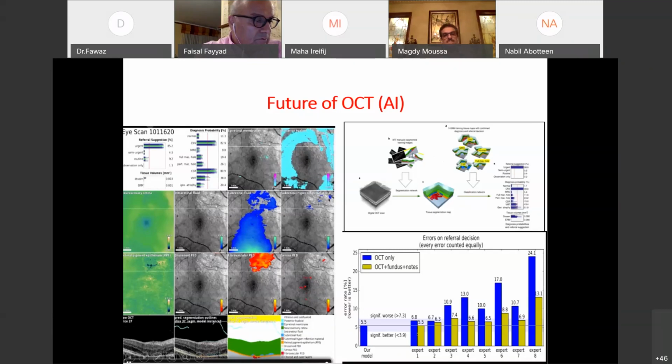certain retinal diseases. And this artificial intelligence system was so accurate, and they compared it with 8 expert retina consultants from the Moorfields Eye Hospital, and they found that the error rate of the system was 5.5, while the best consultant at Moorfields was 6.8. So the system was very accurate in the diagnosis of certain retinal diseases. And in the future, this system will even reduce the unwanted referral rates to the hospitals.